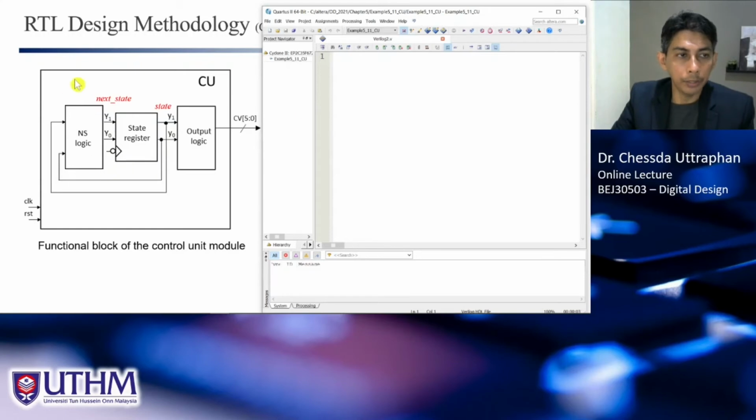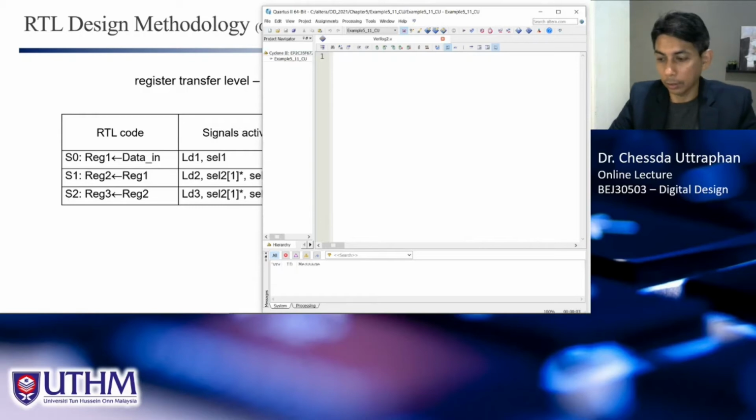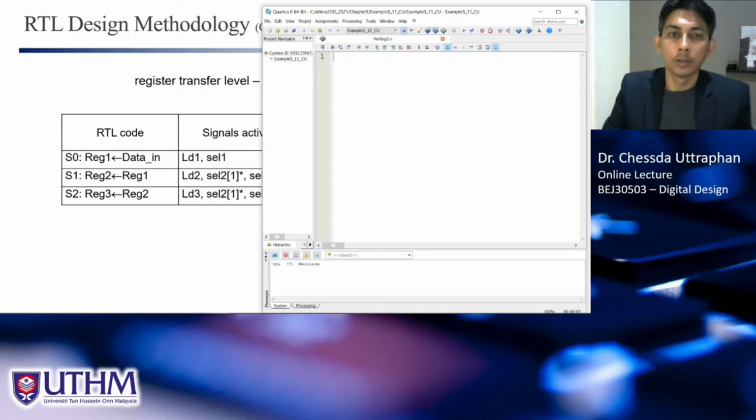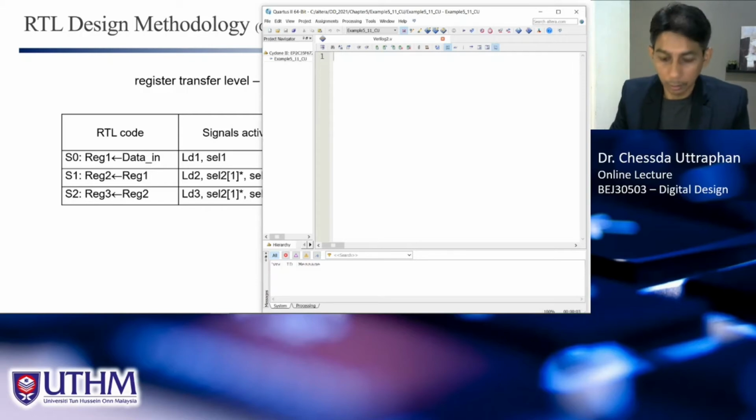So the code will be based on this, and also will be based on this. And again, this is actually not that difficult if we know how to describe the finite state machine that we have learned in chapter 4 actually. So let's start. Module. The name of our module is this.